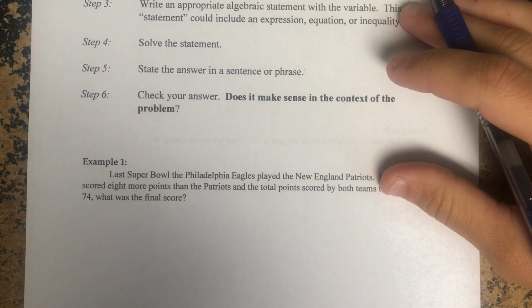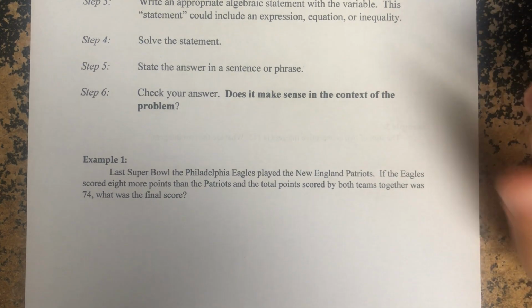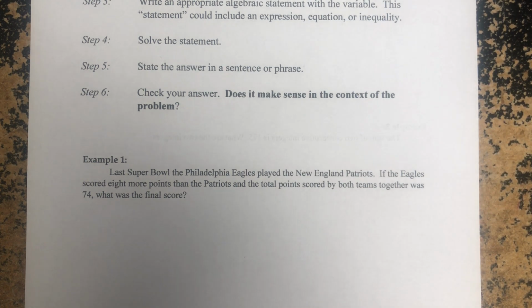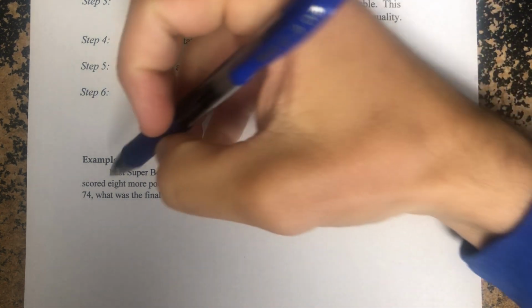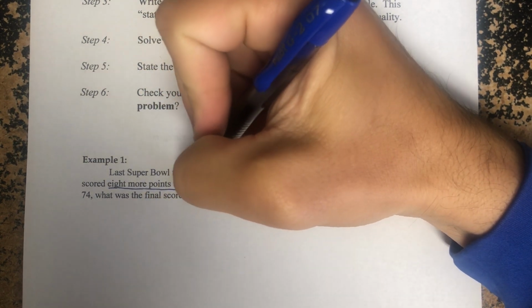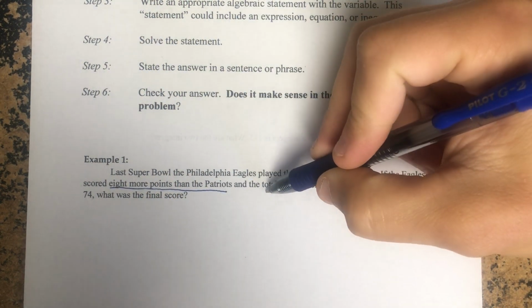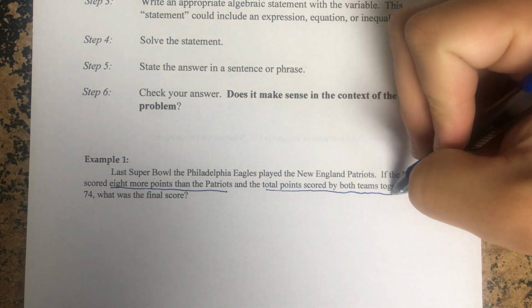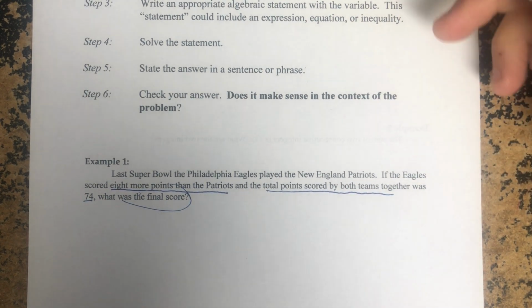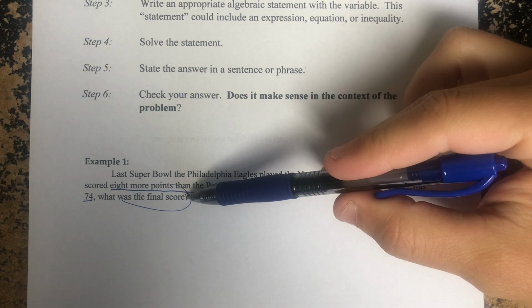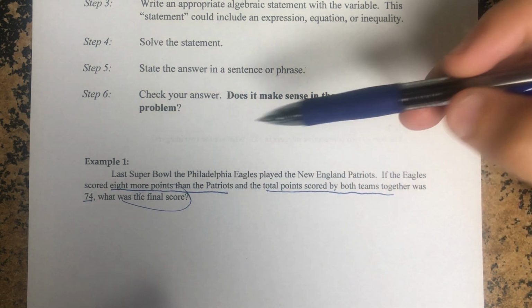So, if any of you are Eagles fans, you would know the answer to this without even having to solve this, but not every word problem is this way. Last Super Bowl, and you can tell this is a little old because this actually wasn't the last Super Bowl, this was a couple of years ago, the Philadelphia Eagles played the New England Patriots. If the Eagles scored 8 more points than the Patriots, and the total points by both teams was 74, what was the final score? So we want to find out what the final score is. The final score here being how many did the Eagles score, how many did the Patriots score.